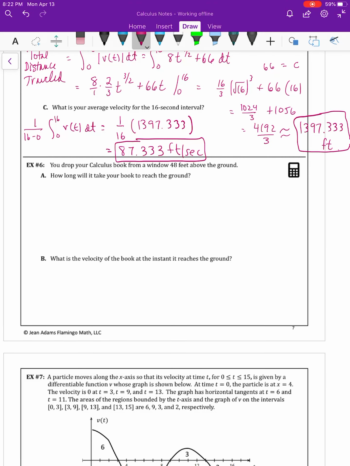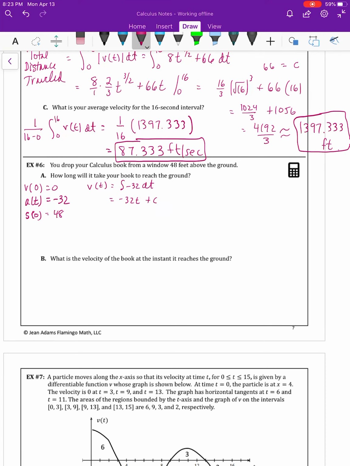All right, so now you drop your calculus book from a window 48 feet above the ground. How long will it take for your book to reach the ground? So initially, if you're just holding it and then you let it drop, it has an initial velocity of 0. The acceleration is negative 32 feet per second squared, excuse me. And so its initial height, which is your s of 0, is 48 feet because it's 48 feet above the ground.